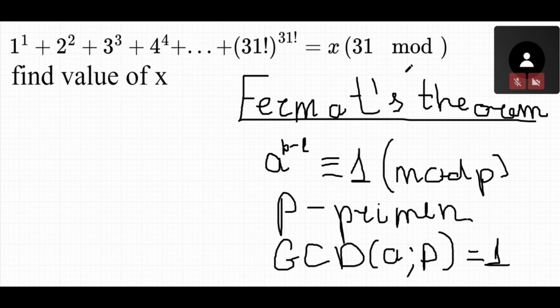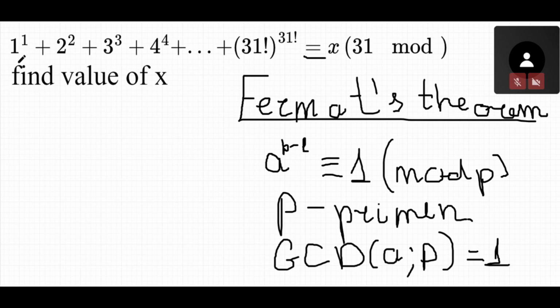Okay, then look at the question. It says 1 power of 1 plus 2 power of 2 plus 3 power of 3 plus 4 power of 4 plus and so on, plus 31 factorial power of 31 factorial, at mod 31 is equivalent to x. We need to find the value of x. Firstly, I think there are 31 factorial terms, and we'll divide this number into 31 groups.